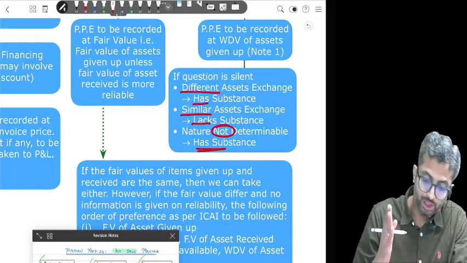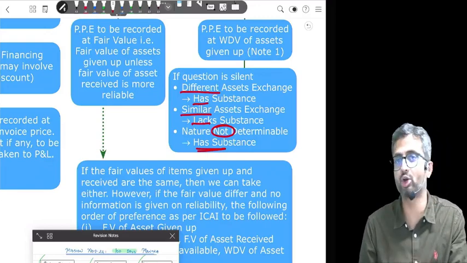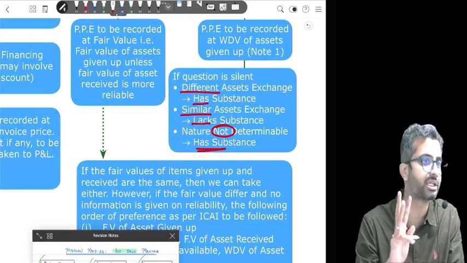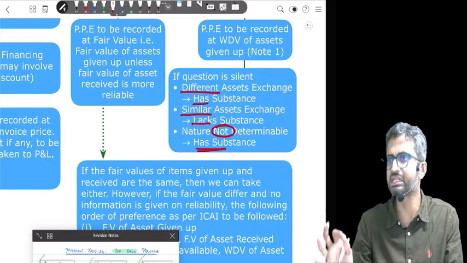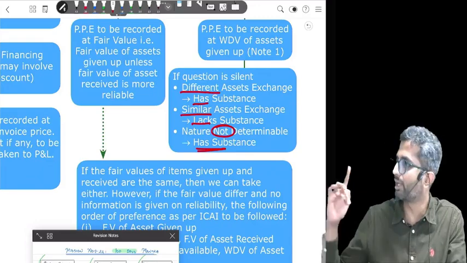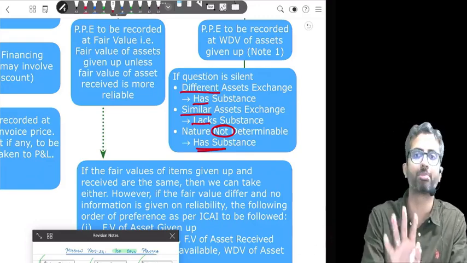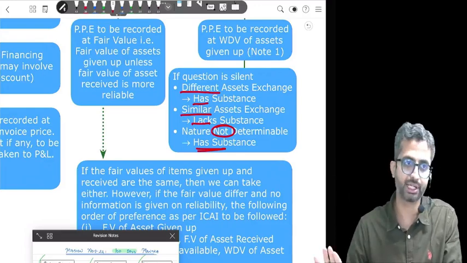Again, if you study Barter here properly, we are not studying one standard, we are actually studying three standards. The exact same will apply in intangibles, and the exact same will also apply in investment property. It is exactly the same.